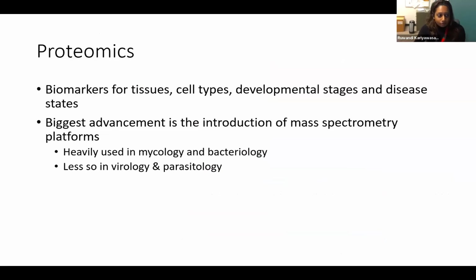Now, talking about proteomics, so analyzing the protein profile of an organism, that's really more so used for evaluation of biomarkers for tissue, cell types, and other disease stages.